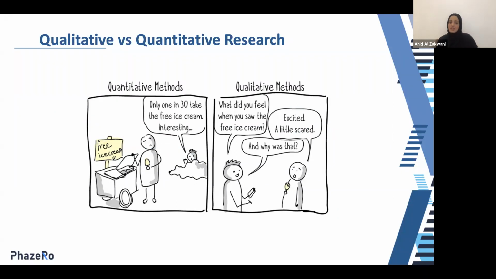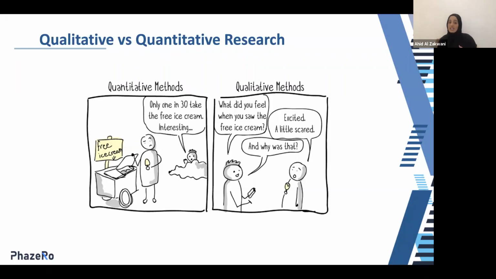The difference between qualitative and quantitative research. A quantitative method is focused on numbers. As you can see here, someone grabs an ice cream and a researcher says that only 1 in 30 take the free ice cream, because that's what they're concerned about, numbers and data.